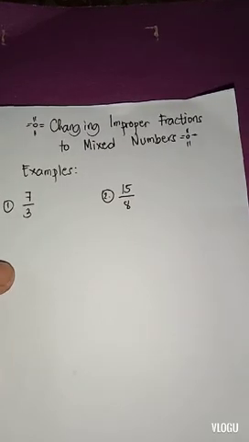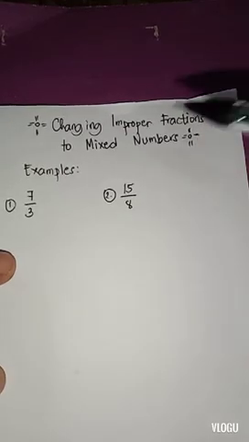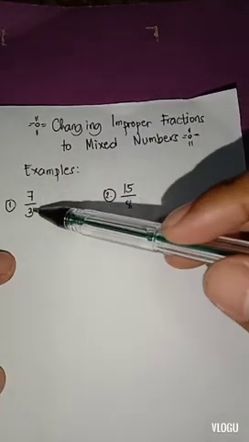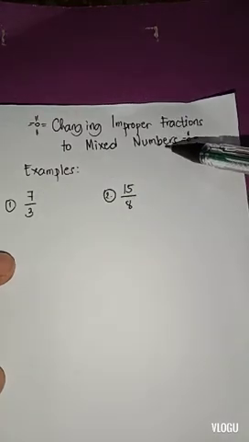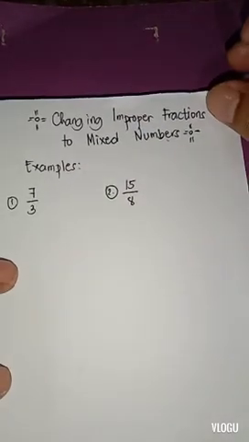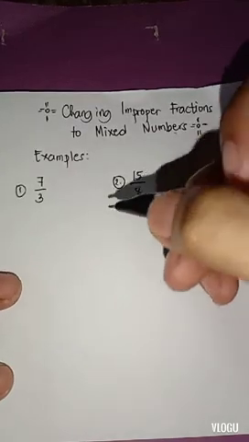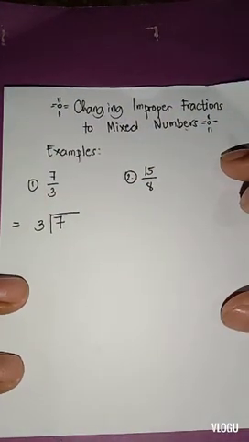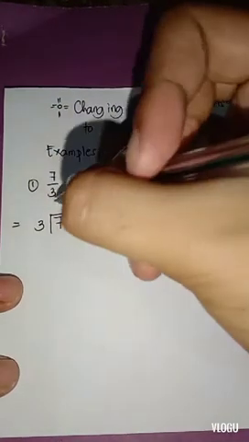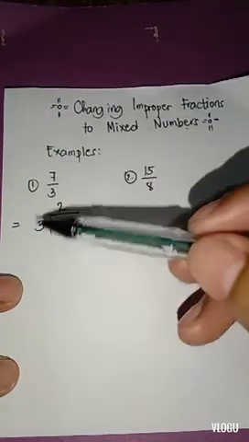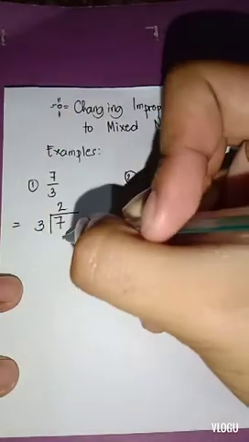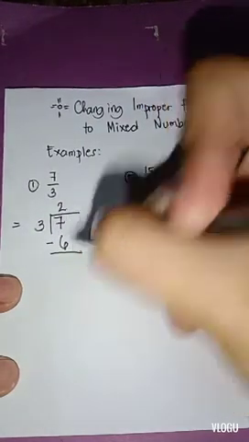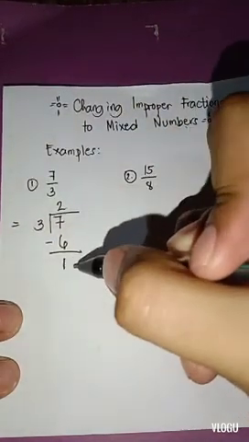So examples. Ito naman isosolve natin siya. So paano nga ba natin ma-change itong si improper fraction to mixed numbers? So simply by dividing the fraction. I-divide lang natin sila. So 7 divided by 3. Ganyan yung solution niya. So 7 divided by 3, we have here 2. Diba? So 3 times 2, we have 6. Subtract. And then we have here remainder 1.